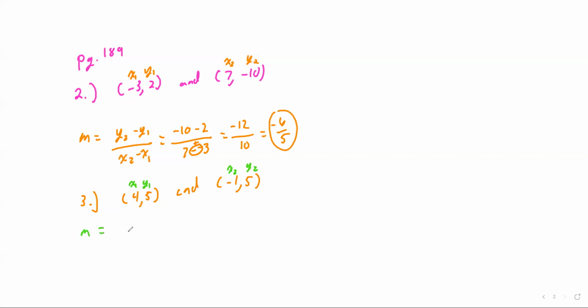All right, so here we go. So this will be now 5 minus 5 over -1 minus 4. So that gives me 0 over -5, which is 0. 0 is an answer you can get. This is not an undefined situation. If 0 is on top, the answer there is 0. And I say that because let's look at number 5.